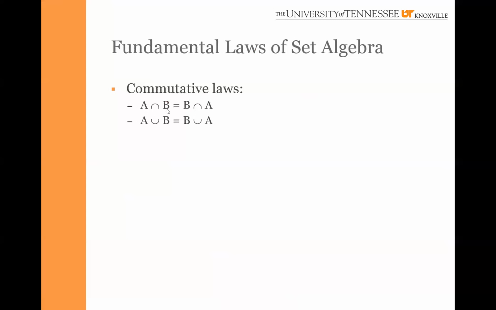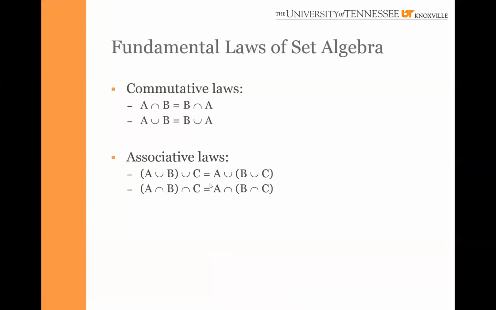So of course, A intersection B is the same as B intersection A, union B is the same as B union A. You have associative laws, A union B, union C is the same as A union B union C. Okay, this one is more interesting. Let's see if anybody remembers. Distributive law. A union B intersection C.